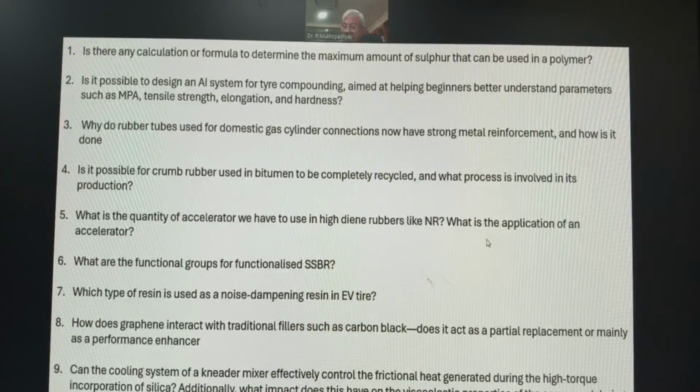What are the functional groups in functionalized SSBR? Now, this is a very important question. The functional groups in SSBR are either hydroxyl, carboxyl, amine, ether, or silane. When a rubber is cured, you get different types of crosslinks: monosulfide, disulfide, and polysulfide. But you also get pendant sulfur or accelerator sulfur, and you get certain chain ends. Generally, besides the crosslinks, there are also free chain ends.